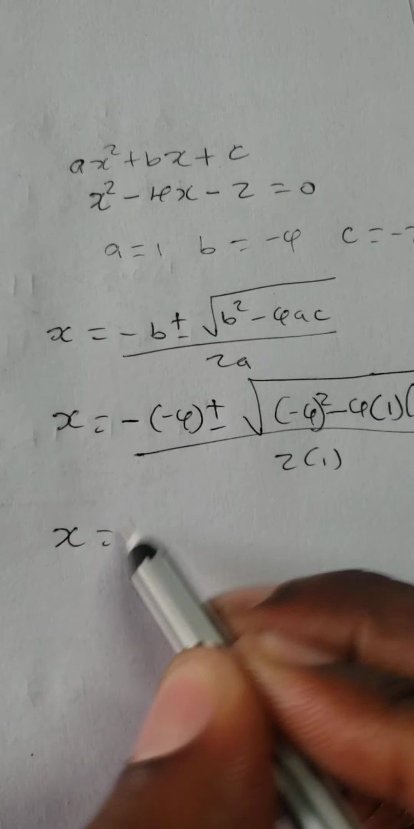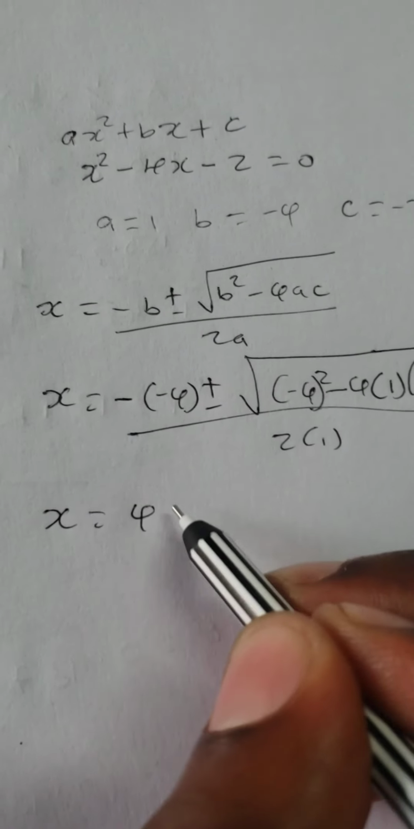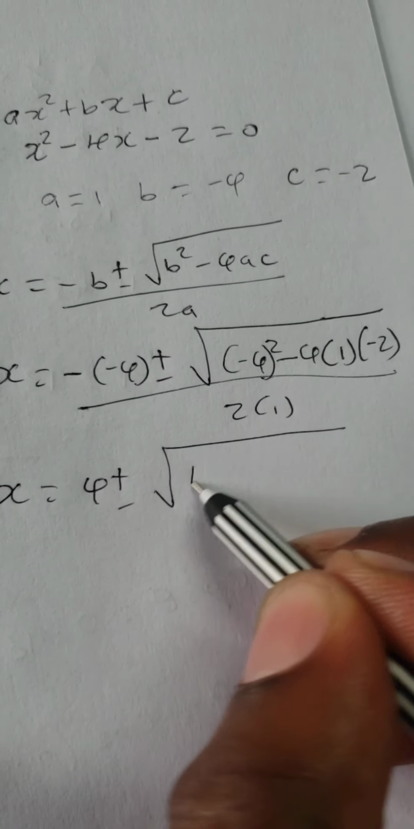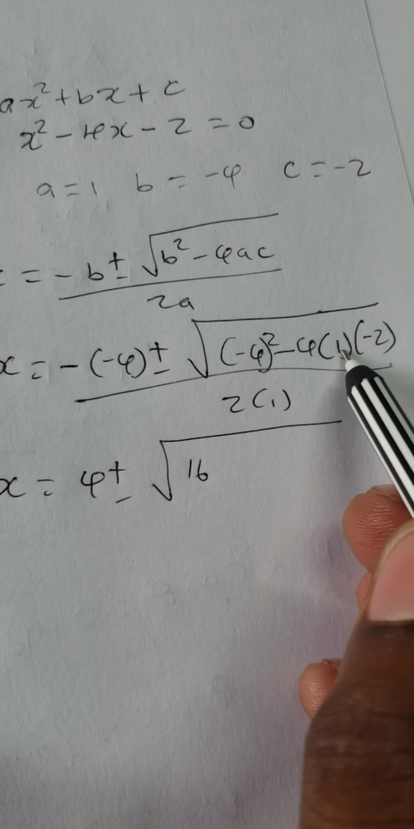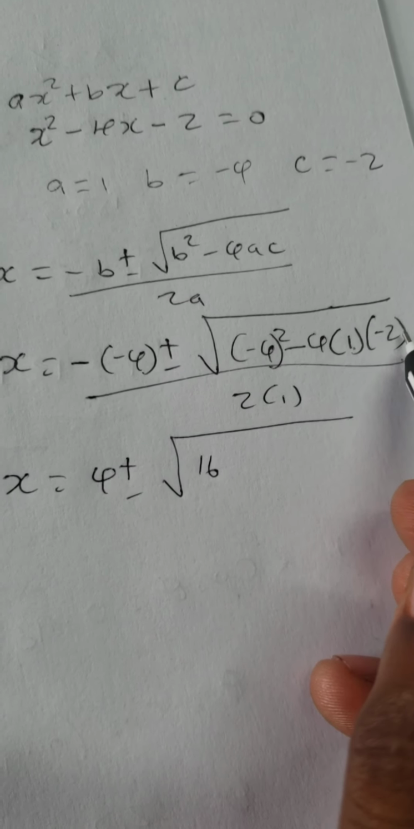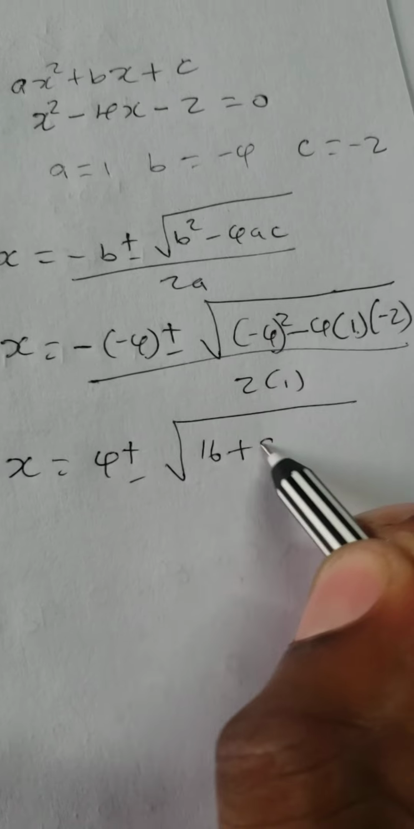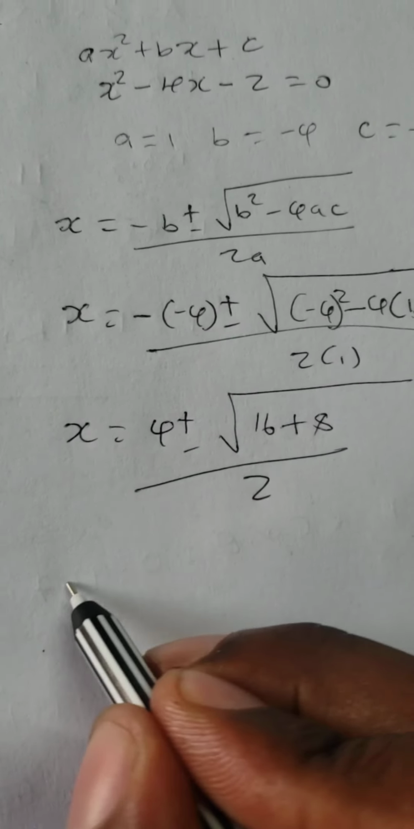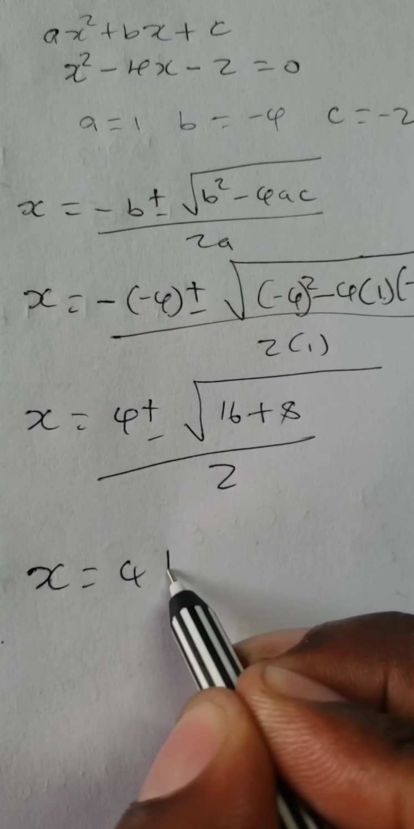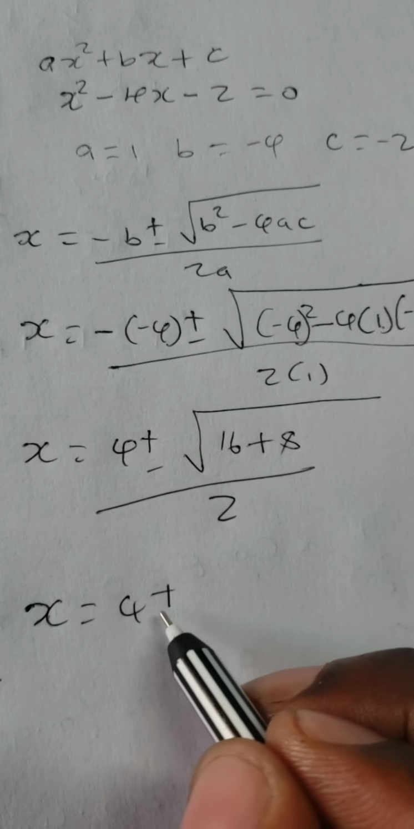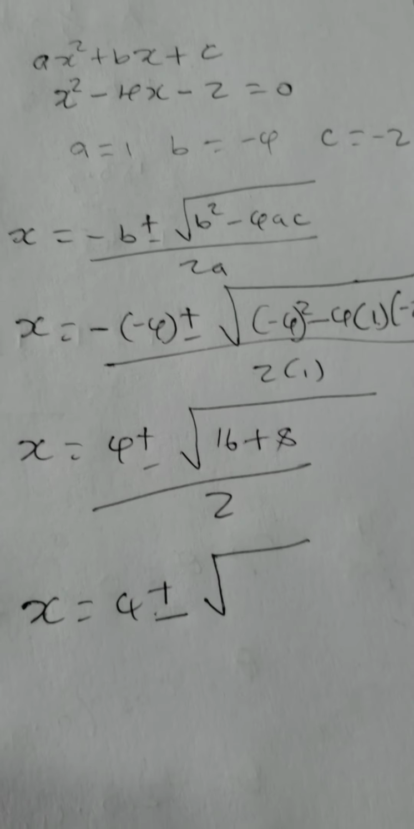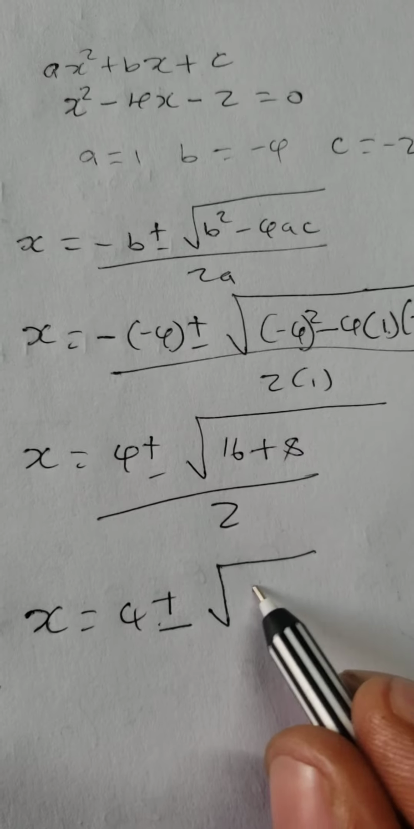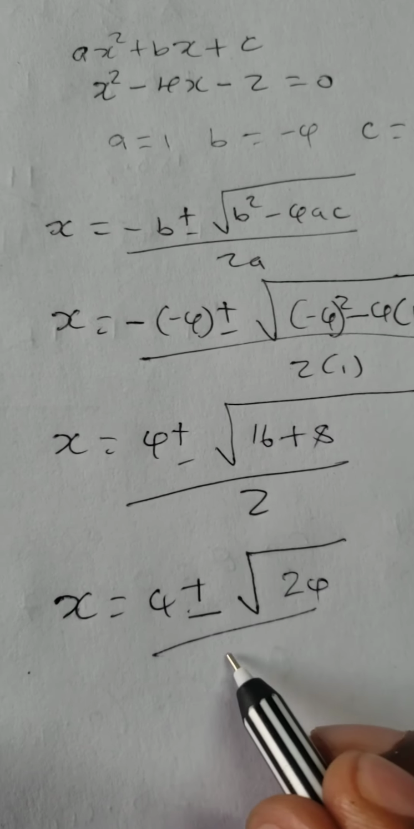So say x is equal to negative times negative 4, we get positive 4. Positive or negative square root. What is negative 4 squared? Is 16. Then say negative 4 times 1 is negative 4. Negative 4 times negative 2, we get positive 8. Over 2 times 1, it is 2. So now our x is equal to positive 4 is 4. Positive or negative square root. What is 16 plus 8? We get 24. So we are going to look at the square root of 24 over 2.